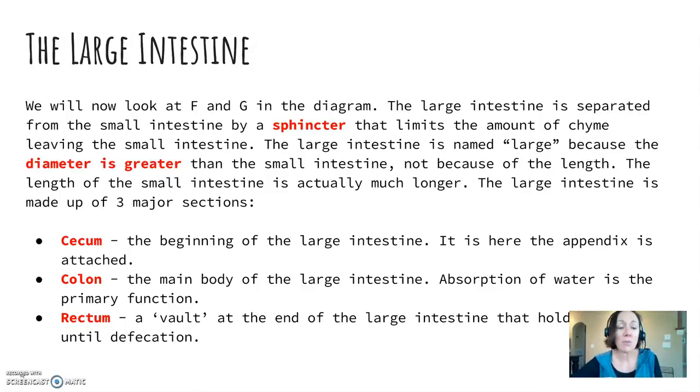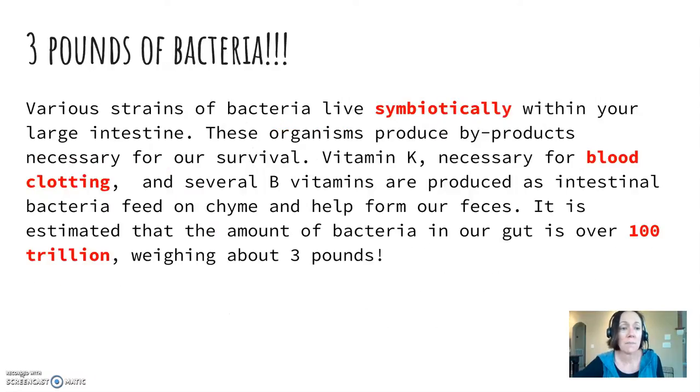It's also divided into 3 sections. The cecum is the beginning of the large intestine. That's where the appendix is located. So the small intestine ends with the ileum, and the large intestine begins with the cecum. So there's the ileal-cecal connection there. Most of the large intestine is the colon, and colon is where water is absorbed. That's the primary function of the colon. And then the rectum is the vault at the very, very end, and that vault holds your feces until you're ready for defecation.